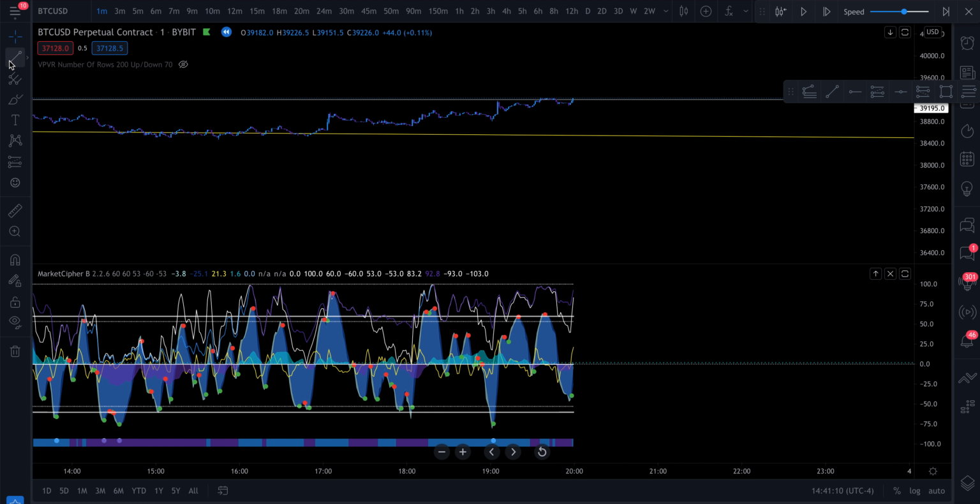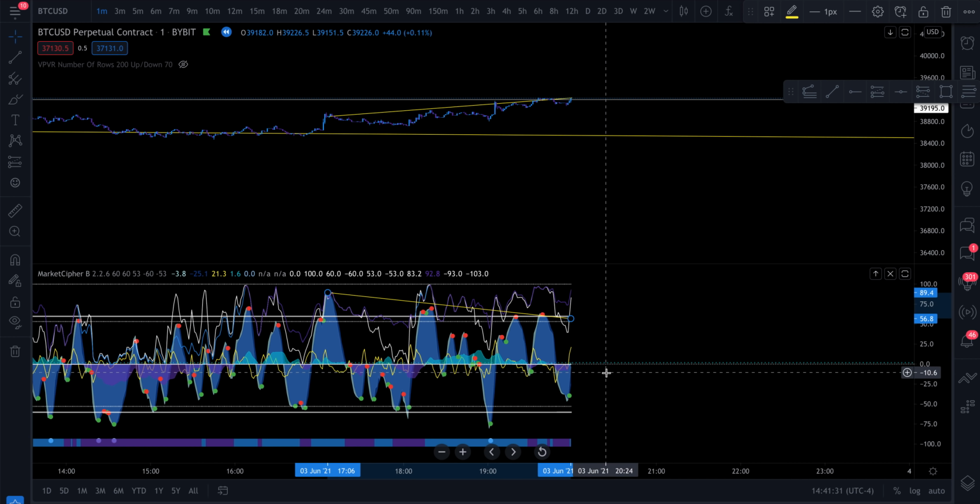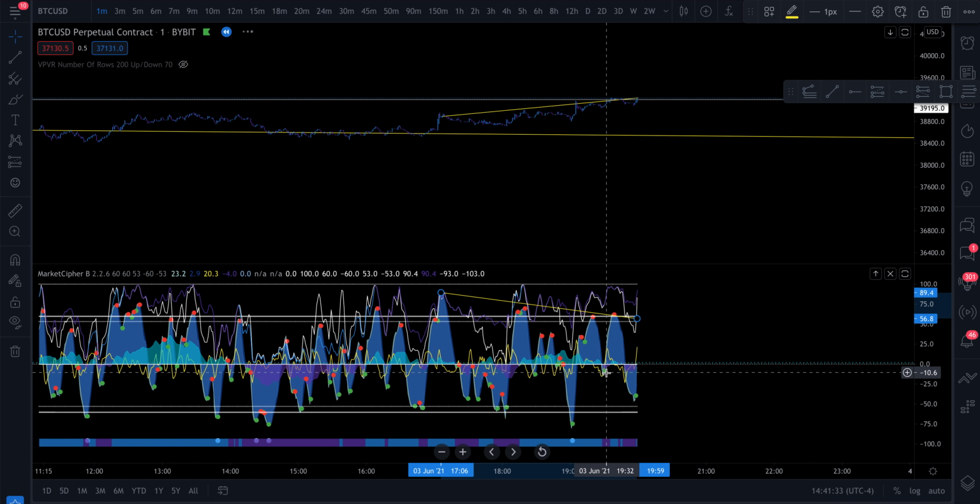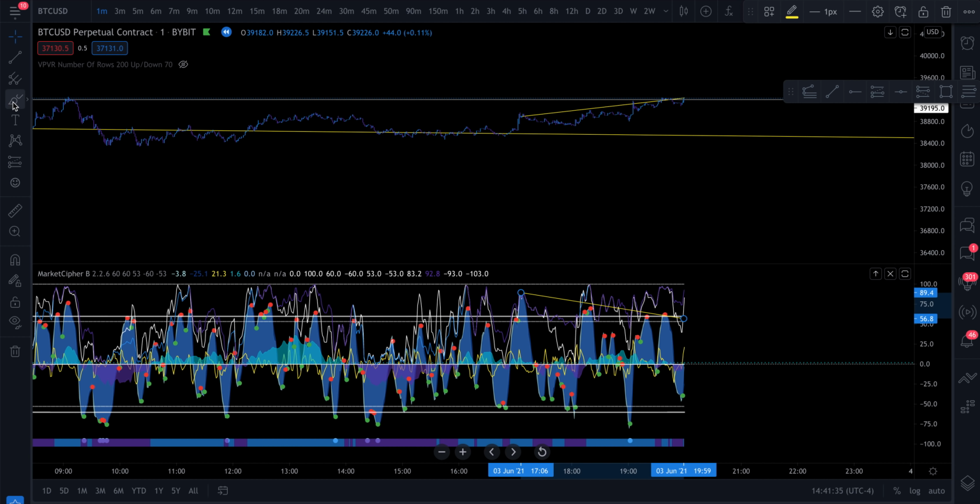You can see extremely clearly that we are printing higher highs in the last, from 17 o'clock all the way to 19, almost 20 o'clock, okay? So 3 hours, we are making higher highs on the 1-minute, and for 3 hours, we are printing lower highs on the momentum waves, okay? Not only that, but we can clearly see on the 1-minute the money flow getting lower, okay?